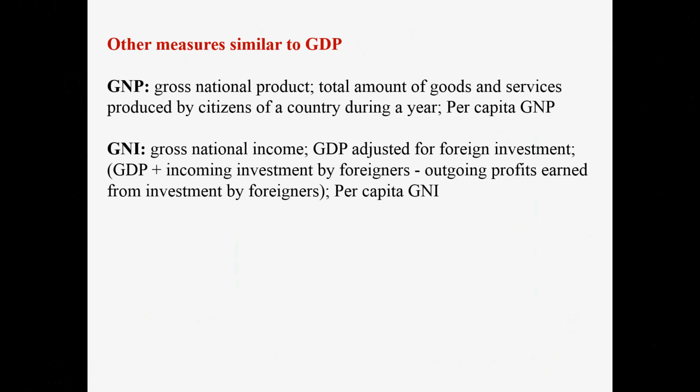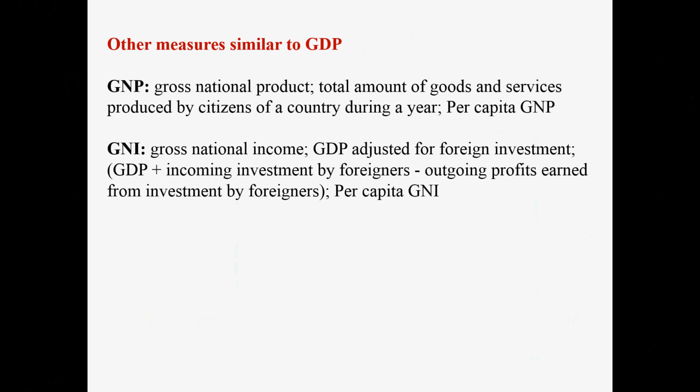In addition to GDP, there are some other measures of income. And here in this context, we talk about GNP, gross national product. If we go back to history to look at economic records down to the 1960s, 1970s, the more common measure of total income of a country is GNP. GNP is defined as the total amount of goods and services produced by citizens of a country during a year. And similarly, you could also calculate per capita GNP. That is the total GNP of a country divided by the total population of the country.